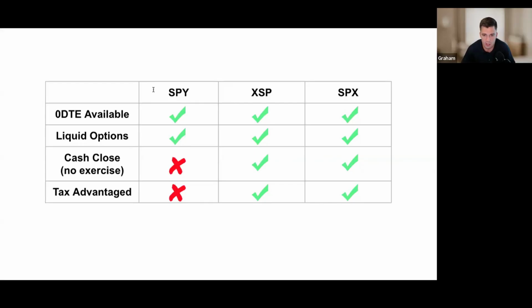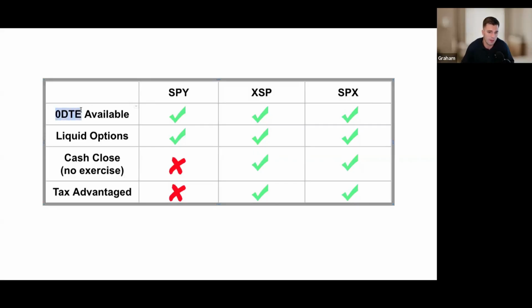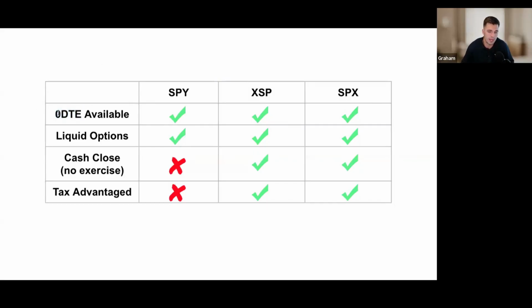So here's our 3 tickers. They all trade the S&P 500. What are the pros and cons of each? Do they all have 0 days till expiration available? Daily options. Yep, they all do. Do they all have very liquid options? Yep, they all do have very liquid options. Are they all cash closed, or can you be assigned shares?